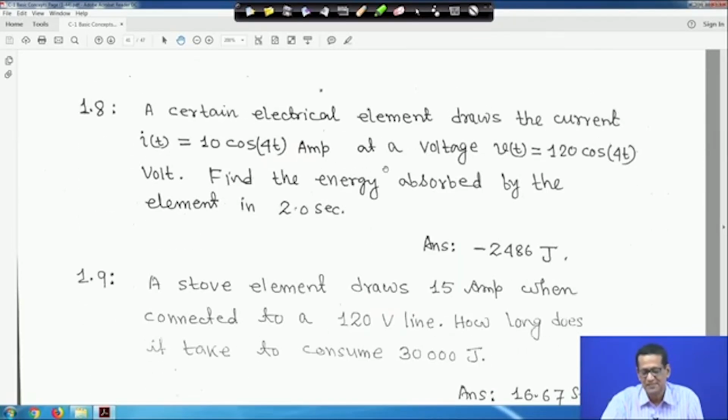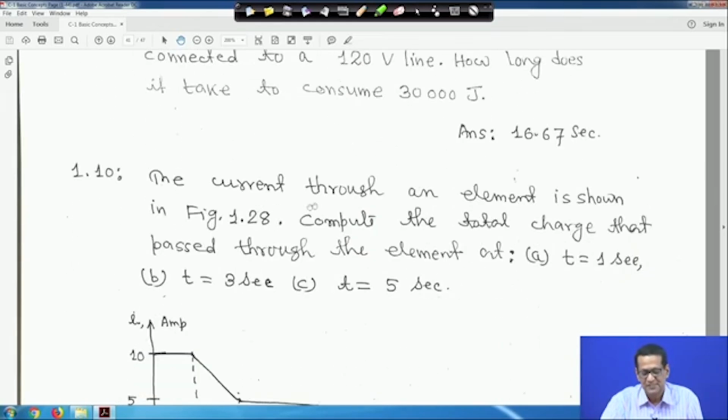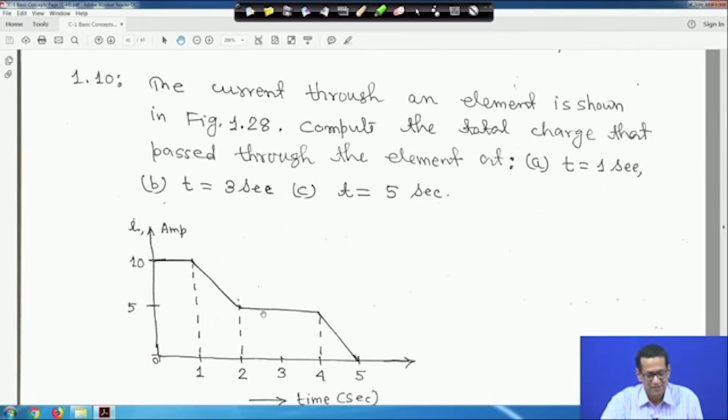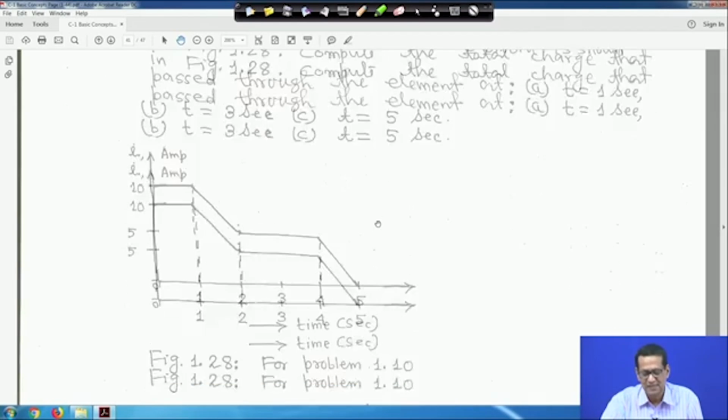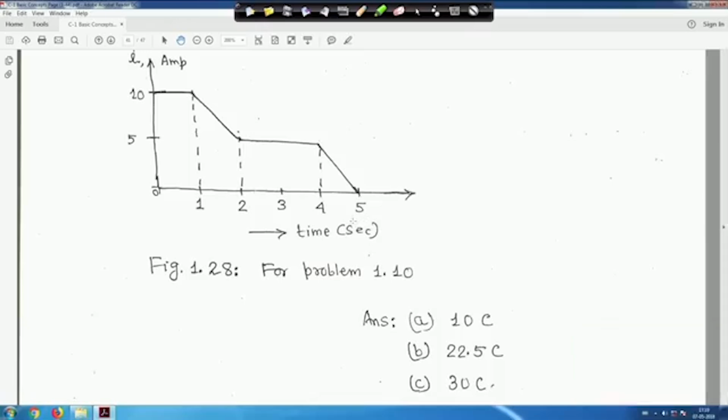And this is also time varying, we will see it for AC circuits, but this is simply given, you have to find the energy in joules absorbed. And this is another simple problem: a stove element of this rating, when connected to this supply, how long does it take to consume 30,000 joules. The answer is given. And this is the last one, a time varying current is given, and you have to find the total charge passed through the element. These answers are given. So, everything is given. Thank you very much, we will be back again.